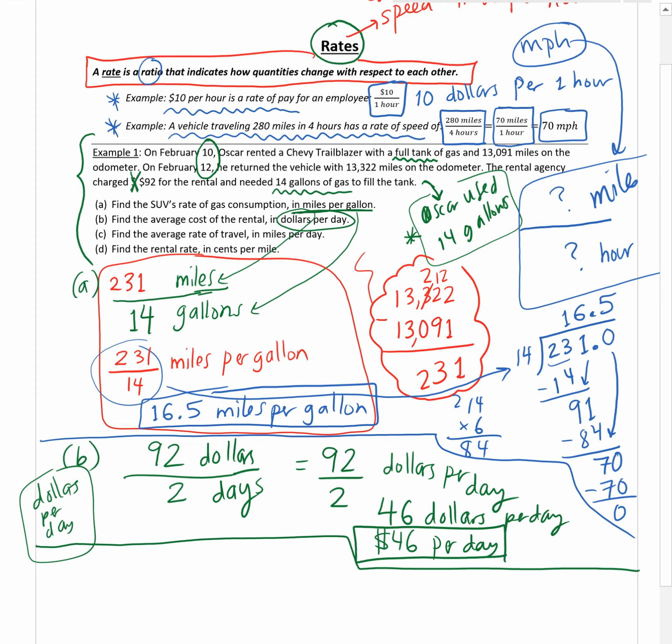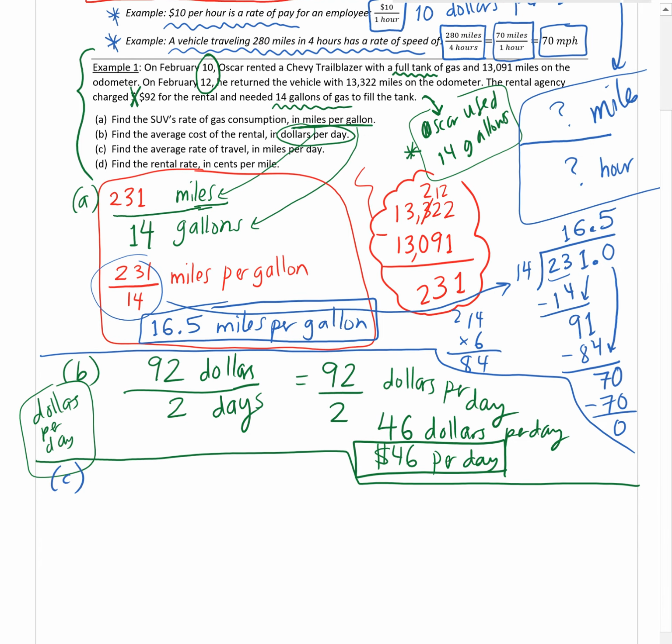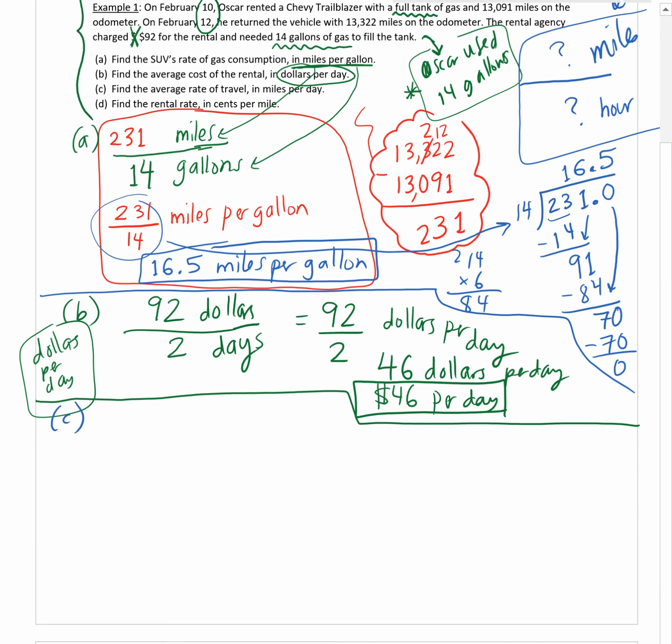All right. They want a lot of information here. What's part C now? Part C, they want to know what's the average rate of travel. They want miles per day. All right. So that's the key when they say things like that. Miles per day. That means I'm going to set up a fraction where the first thing they mention is in the numerator and the second thing they mention is in the denominator. And I just have to look back at the problem.